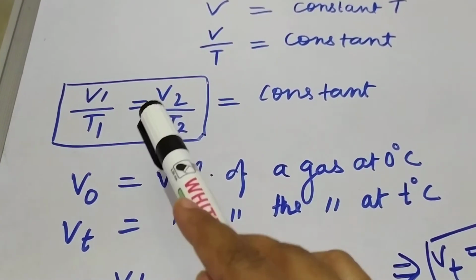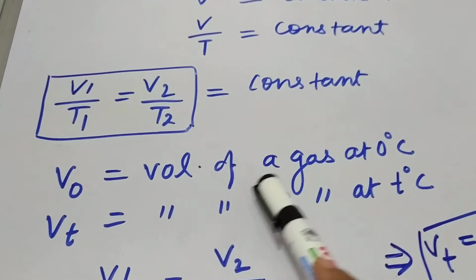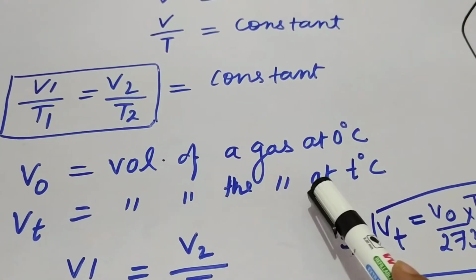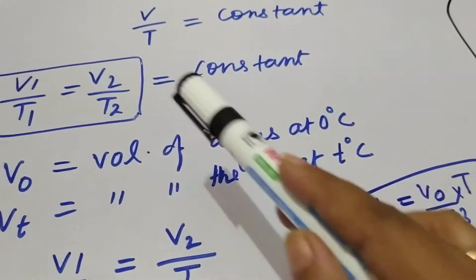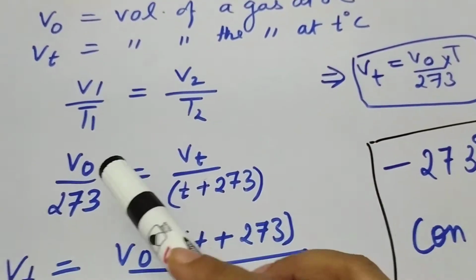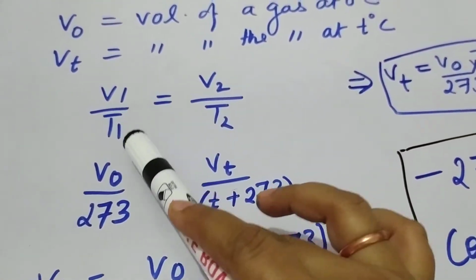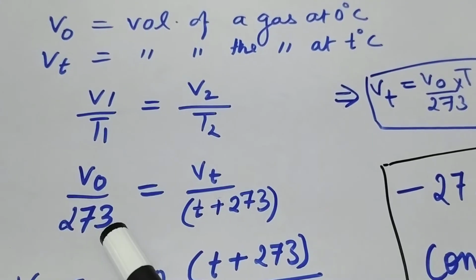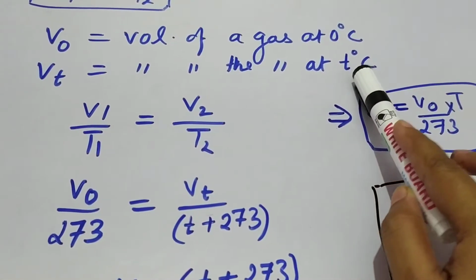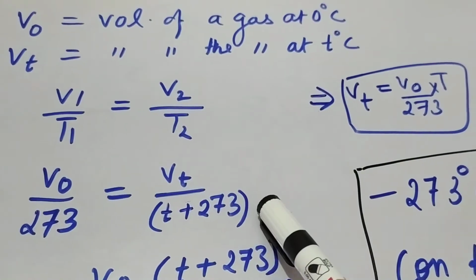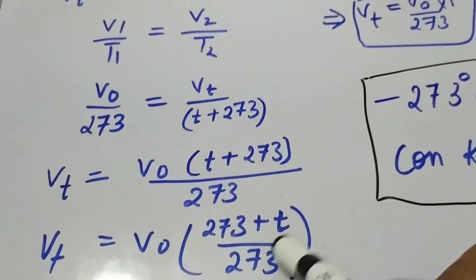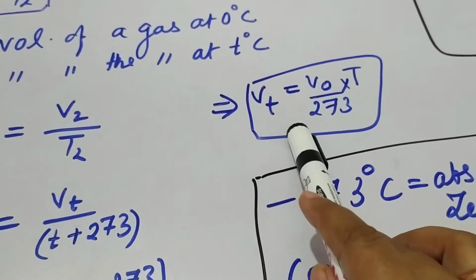In this case, we have taken V1 as V0, that is the volume of the gas at 0 degrees Celsius, and V2 I have taken as VT, that is the volume of the same gas at T degrees Celsius. Now if you substitute these two values in the above equation, you will get V0 for V1, VT for V2, T1 is 0 degrees Celsius, so that will be put into Kelvin, that is 273, and T2, that is T degrees Celsius, will be T plus 273, because you have to convert it into Kelvin.